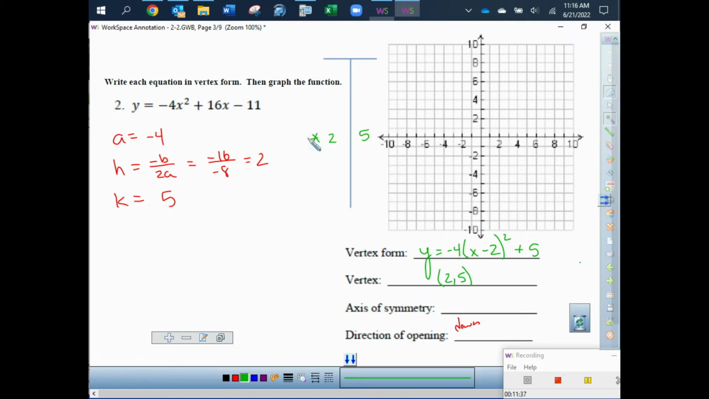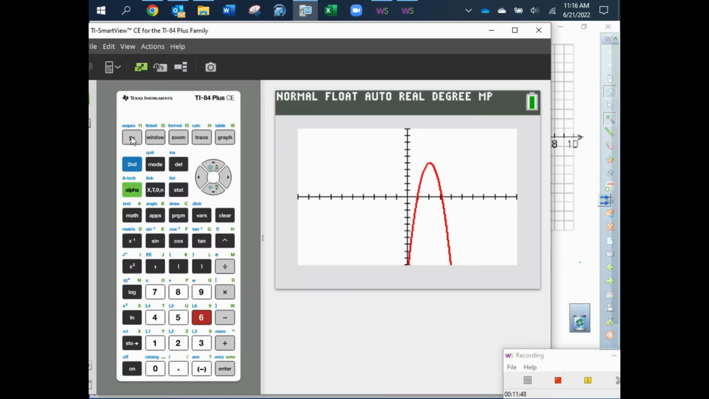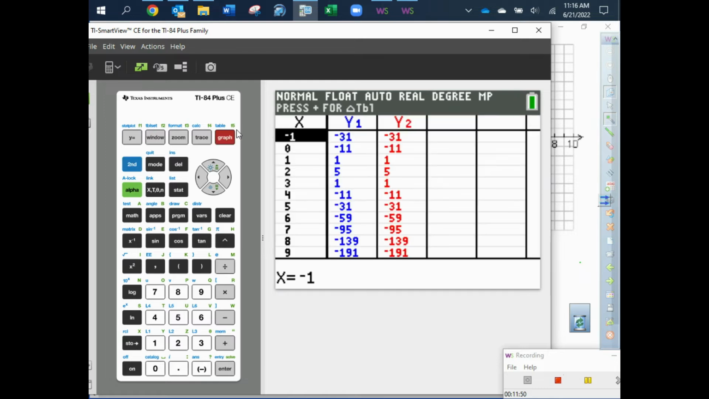2, 5 is the vertex. Please put that asterisk right there. And then we'll pick 3 numbers bigger, 3, 4, 5, 3 numbers smaller, 1, 0, negative 1. We will go to Mr. Calculator that's got these typed in already and do second table and go find our vertex, which is at 2, 5, and we should be symmetrical around that. So here's 2, 5. Yep, we're nice and symmetrical.